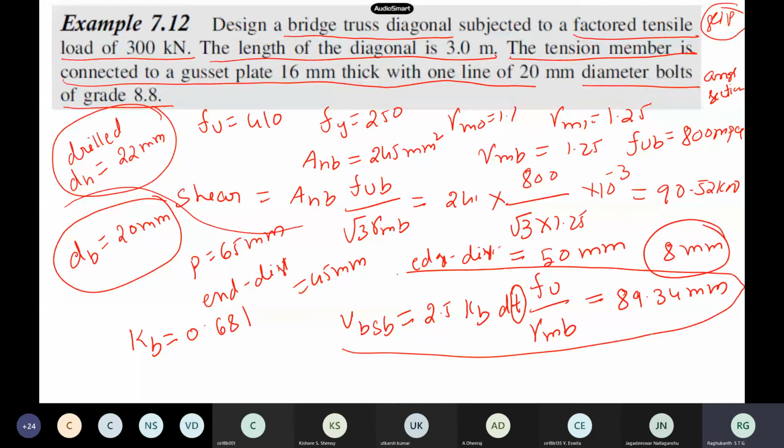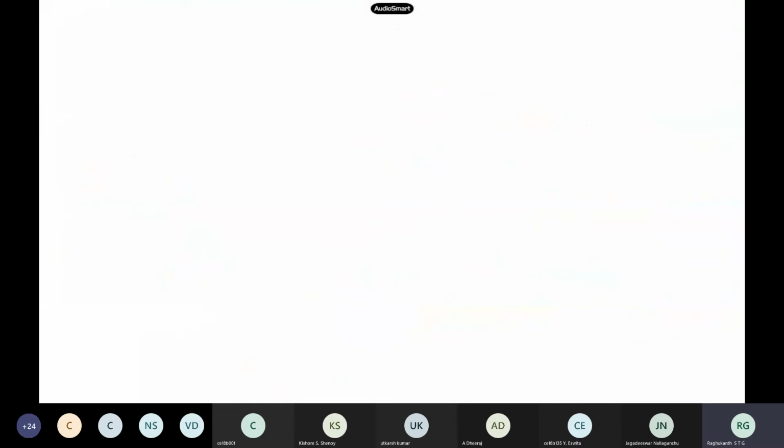Now which one should you use? Bearing is there, shear is there. So which one governs for this one? Now you calculate the number of bolts required. So load is 300, and bearing strength is 89.34. So this turns out to be 3.36. Approximately you round it up to 4 bolts itself. So we say that 4 bolts are there of 20 mm diameter. Okay, so this is how we do.